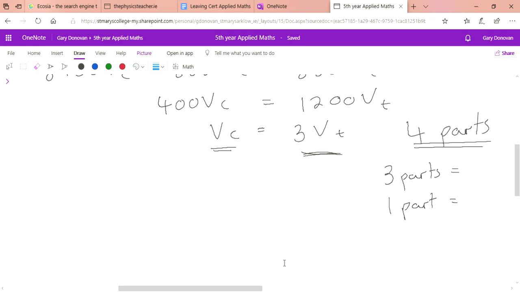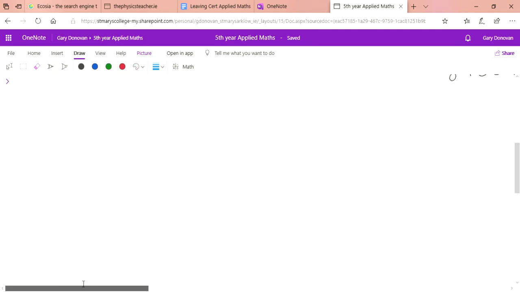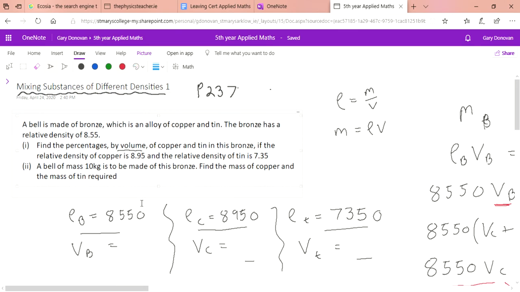So the 1 part, which is going to be 25%, is going to be the tin, and the 75% is going to be the copper. And if we work backwards, we can see that if we multiply the volume of tin, 25, by 3, it's equal to the volume of copper. So that's your answer, 75% copper, 25% tin. That's part 1 of the question.